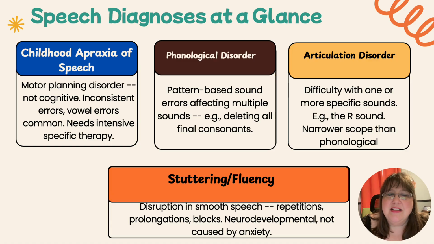And childhood apraxia of speech really affects multisyllabic words more than anything. So single words like cat, bat, those types of words probably aren't going to be as noticeable, but multisyllabic words like elephant or buttercup, those are going to be the ones that are more difficult for this child to say.